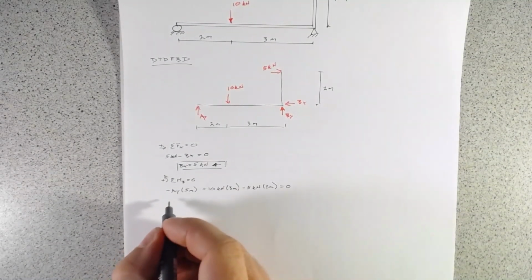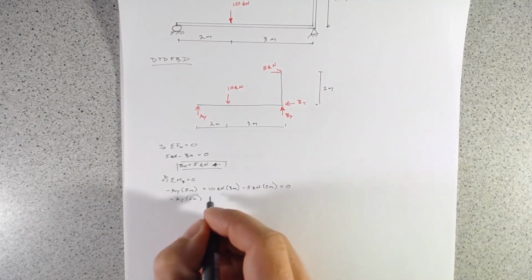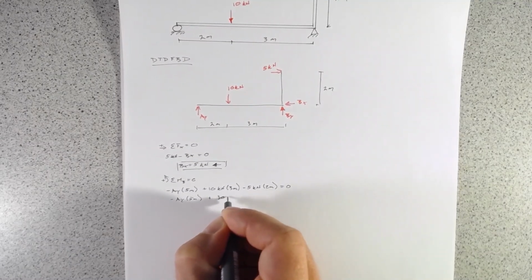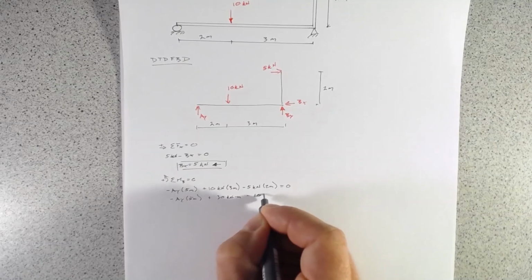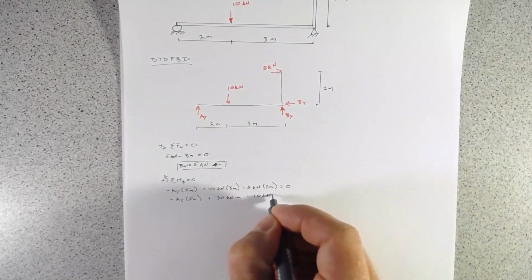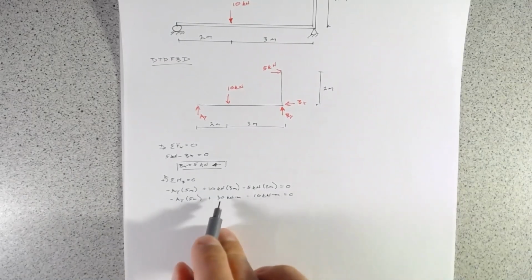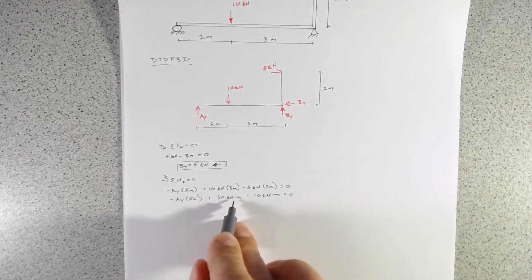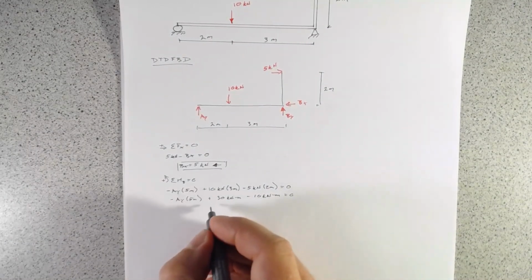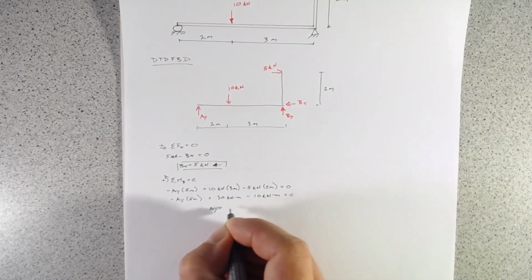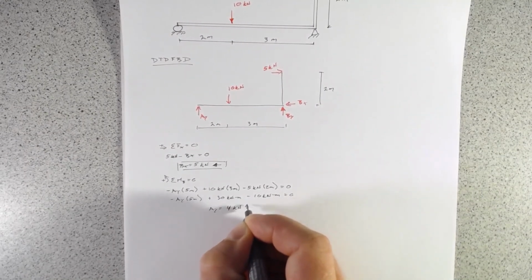Let's do some quick expanding. We have minus AY times 5 meters plus 30 kilonewton meters minus 10 kilonewton meters equals 0. This gives us 20 kilonewton meters. If we kick that to the other side and divide by 5 meters, we find that AY equals 4 kilonewtons vertically.